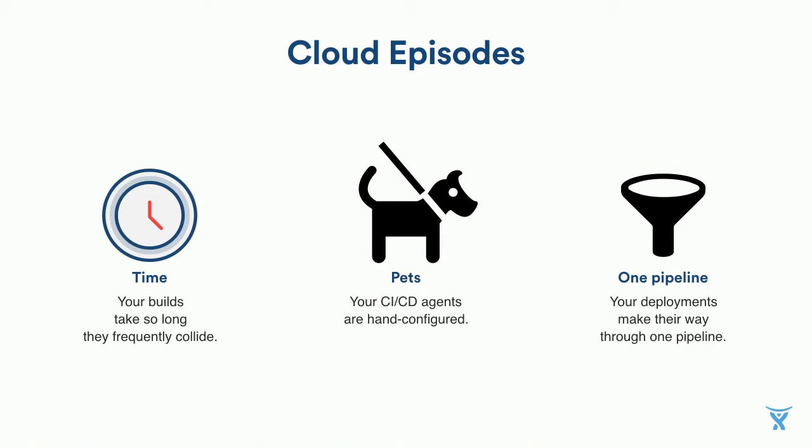Another is that if your agents for CI and CD are hand configured, and you're still taking the time to put specific tools on each of the agents that run, then you're still thinking about all of those things as pets rather than cattle, the way we would in a cloud world.